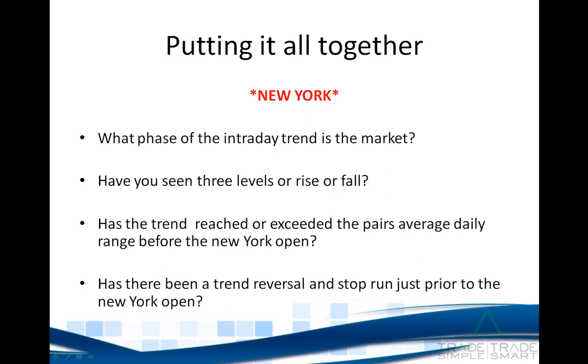Another question to ask is, has there been a trend reversal and stop run just prior to the New York Open? And again, this question is used in combination with the 3 levels of rise or fall. If we've seen 2 levels of rise and then we see a trend reversal and stop run just prior to the Open, then the likelihood of a trend continuation is the most likely outcome.